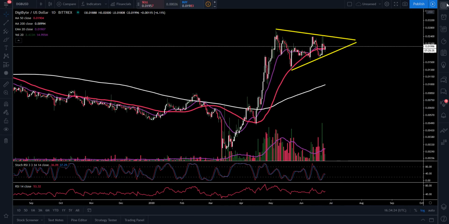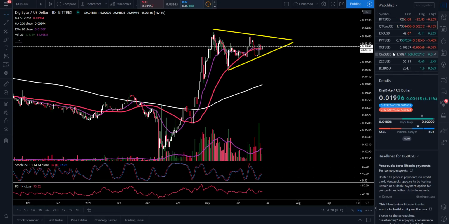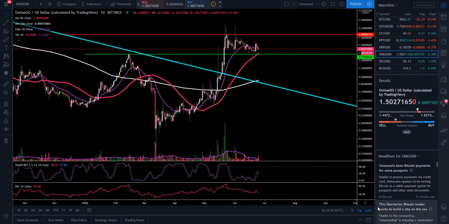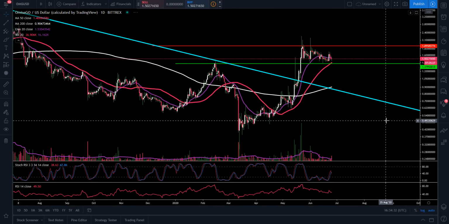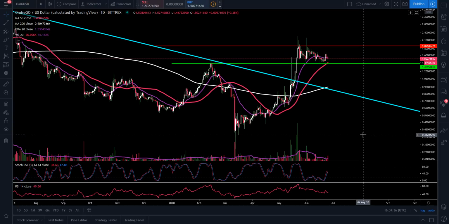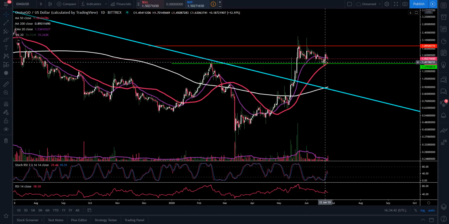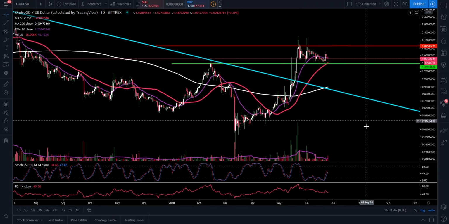And then we're going to get into OmiseGO next. Let me know if you're here for OmiseGO, if this is a project you like. OmiseGO is still holding its 50 moving average. It is still holding this $1.38, which was important. This was our previous resistance. We're trying to hold it as support, just move sideways, and let everything cool down so we can get a nice pop to the upside.